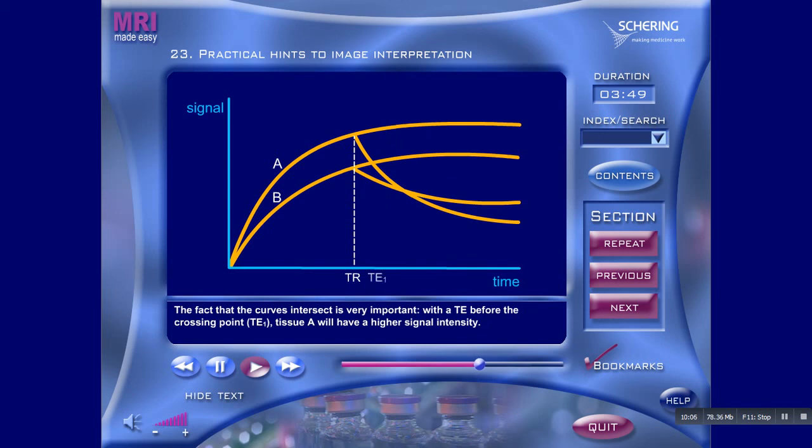With a TE before the crossing point, TE1, tissue A will have a higher signal intensity. With a TE right at that point, TEC, we cannot distinguish the tissues at all, as they have the same signal intensity. Thus, you might be unlucky and choose a pulse sequence with just those imaging parameters that do not allow tissue differentiation, which is the reason for performing two different examinations with different T1 and T2 weightings. With a TE beyond the crossing point, TE2, tissue A will have a lower signal than tissue B.